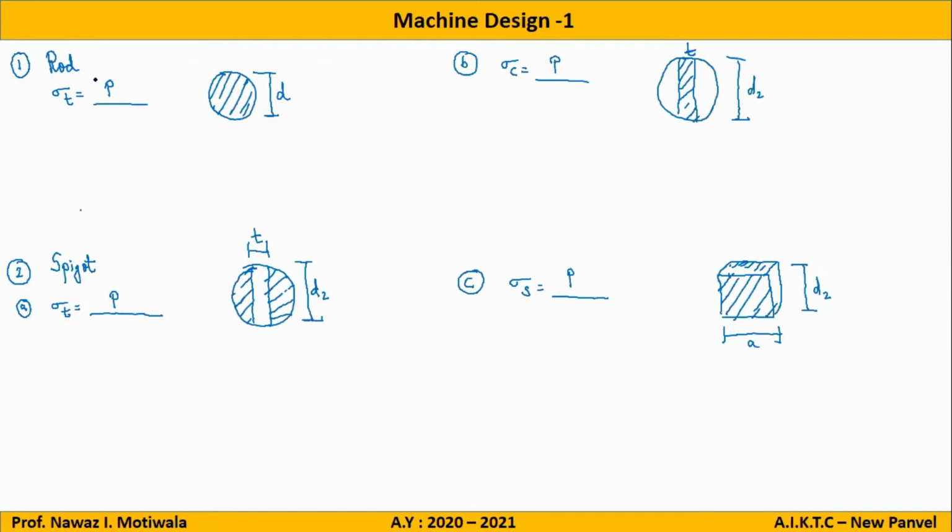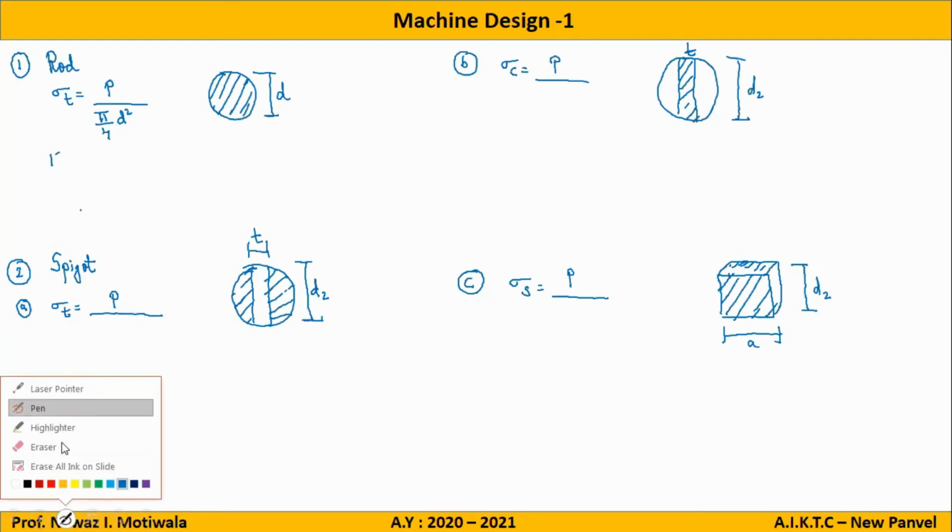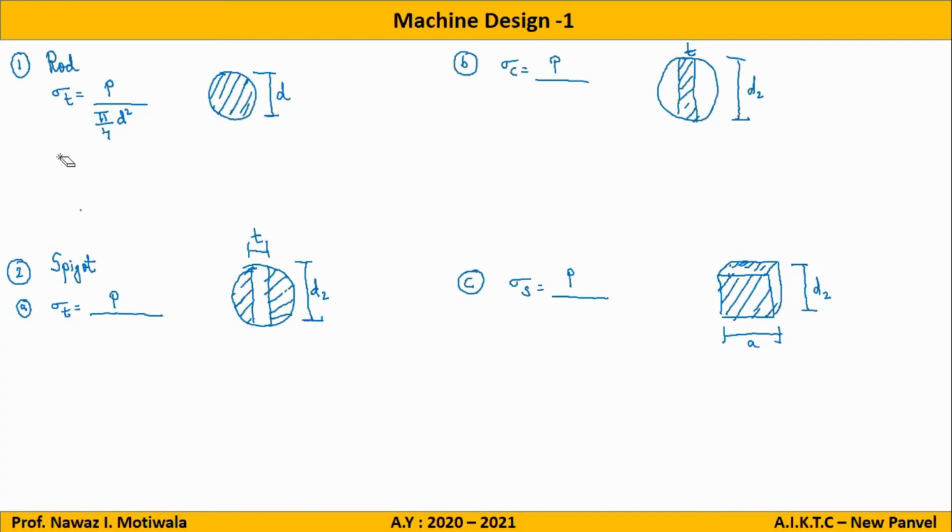Give me the answer for this part. Rod, what will be area here? Sir, pi by 4 upon d square. Pi by 4 d square. So on substituting the values, what is sigma t for rod? 150. 150, for rod I am talking about. For rod, 60. Yes, that's the mistake students do in exam also.